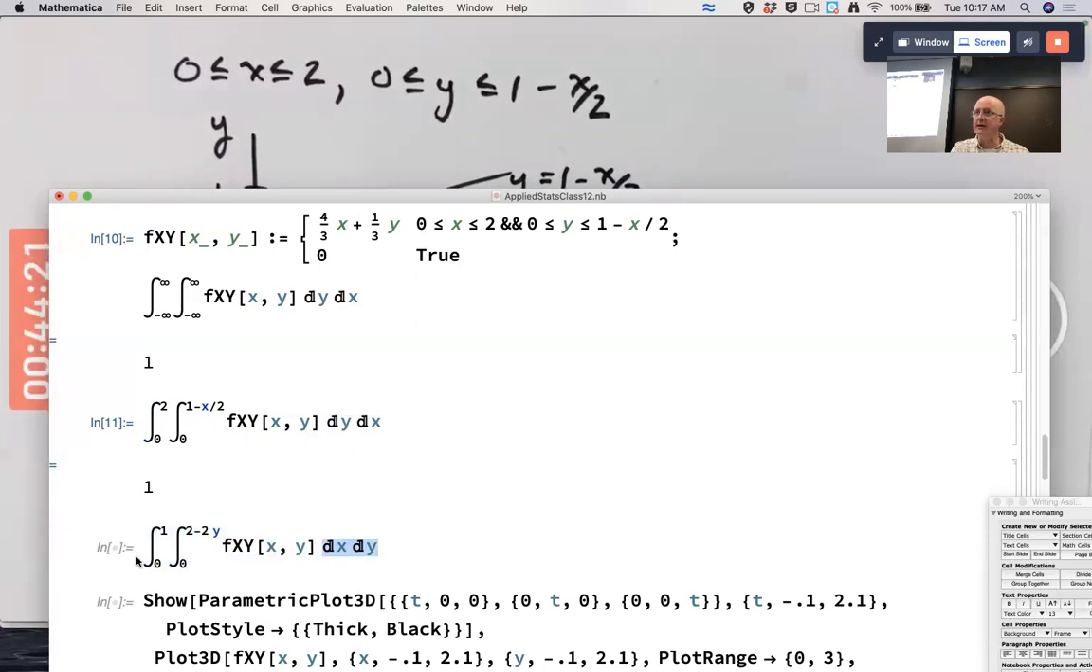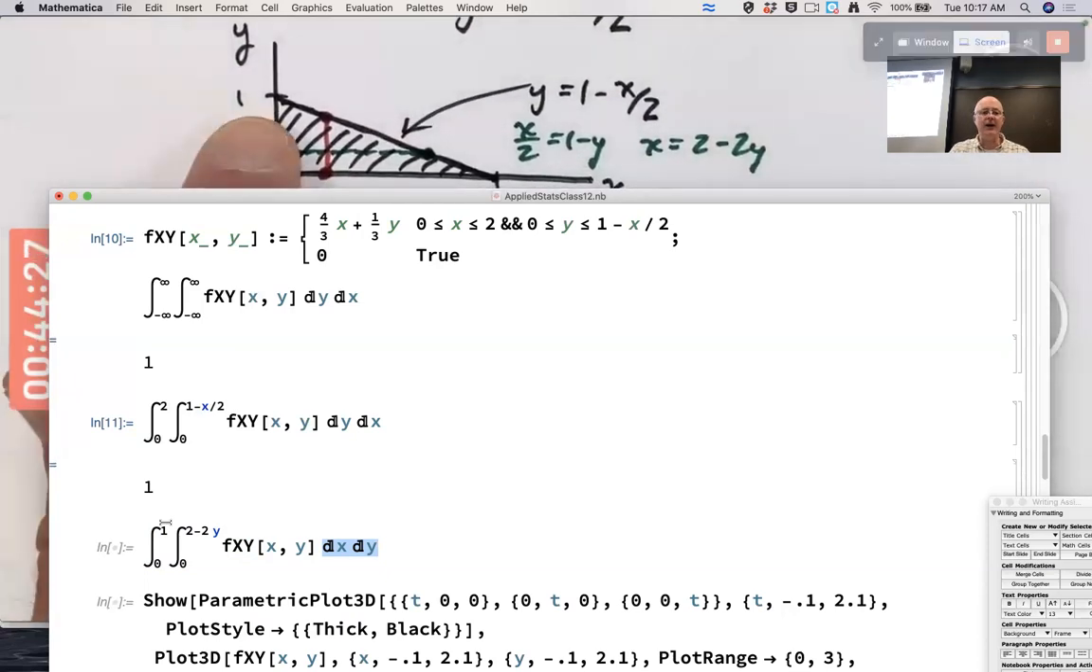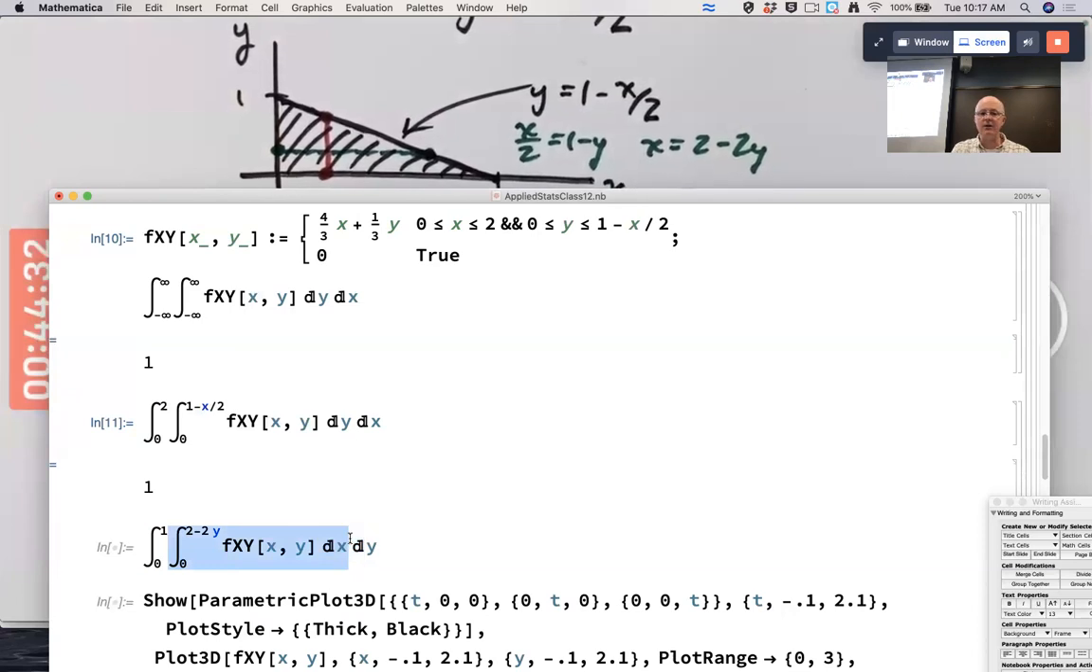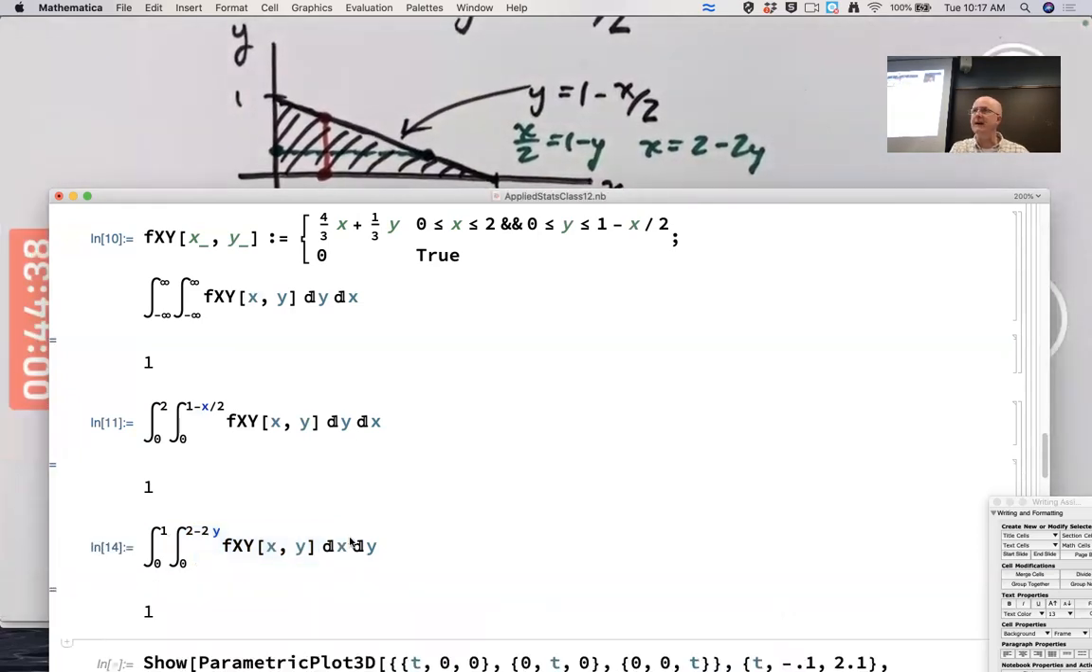I therefore have to change the limits of integration appropriately. Y goes from 0 to 1. Look at the picture. Y goes from 0 to 1. And for any fixed y between 0 and 1, for the inner integral, x goes from 0 up to, there it is, 2 minus 2y. This should integrate to 1 as well. And it does.